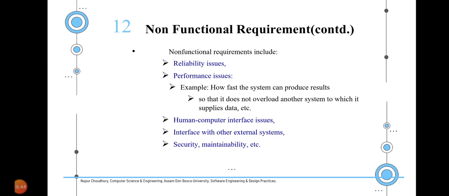Let's go into it in some more detail. We also have reliability issues and performance issues, which relate to how fast the system can produce the result, so that it does not overload the system to which it supplies data, etc. Human computer interface issues, interface with other external systems, security, maintainability, etc., as already discussed. These non-functional requirements essentially relate to the people, processes, hardware and software requirements, and the environment in which the product should be installed or worked upon.